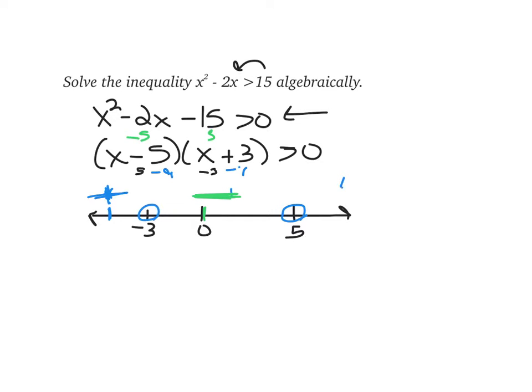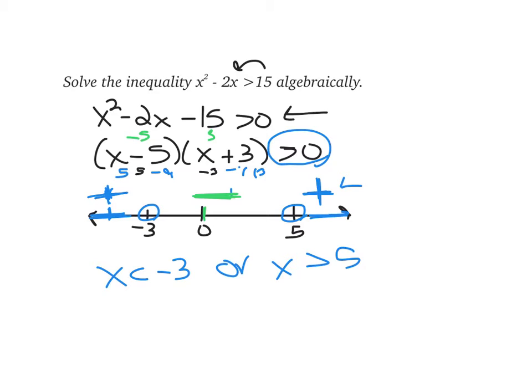And then I'm going to plug in something over here. Let's say I plug in 10. 10 minus 5 is 5. 10 plus 3 is 13. 5 times 13, I don't know what it is, but it's positive. Now, here's all you do. I'm looking for where this inequality is greater than 0, which means positive. So where is it positive? It was positive less than the negative 3 over here, and also over here greater than the 5. And that's all you do on that one. That's solving algebraically. Didn't have to draw the whole graph. Just find your zeros, draw the number line, and test the points.